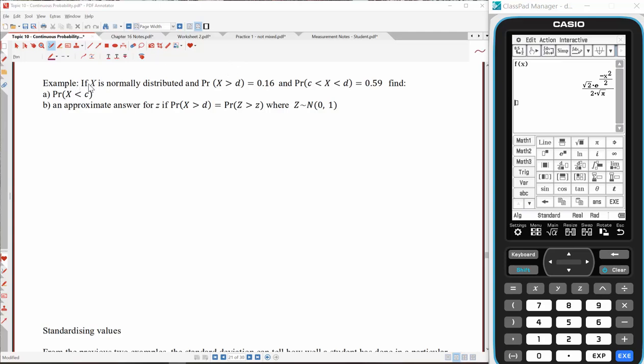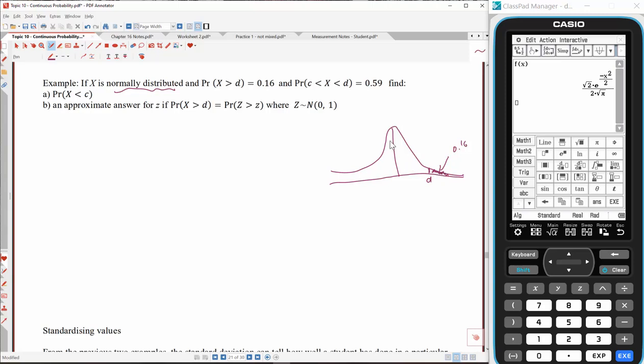All right, if x, a random variable, is normally distributed, important to know, and the probability that the random variable is greater than D is equal to 0.16. All right, let's draw that. Not the world's best normal distribution curve. Greater than D. All right, so let's pop D somewhere there and indicate that this shaded portion is 0.16. You might be wondering how I know it's there. That's just a complete approximation.